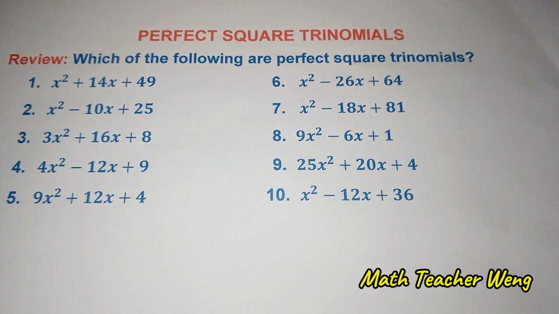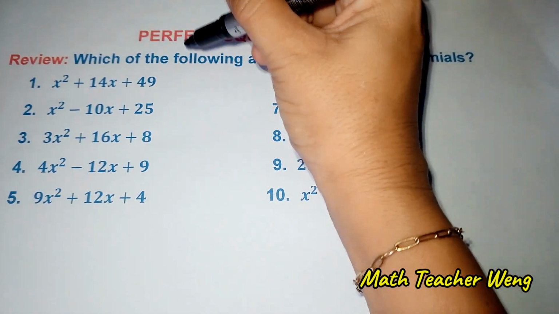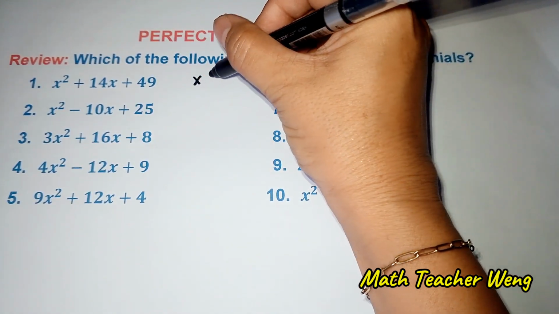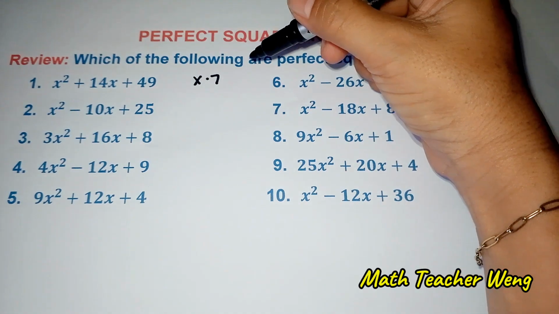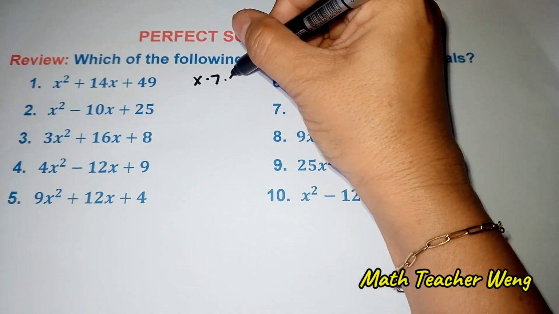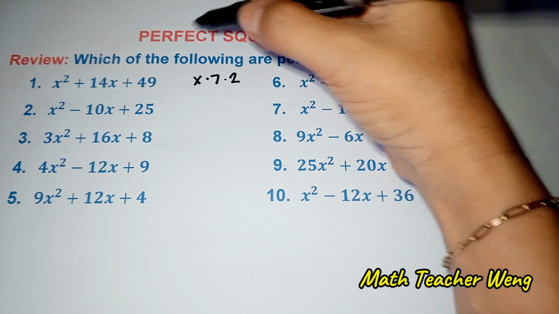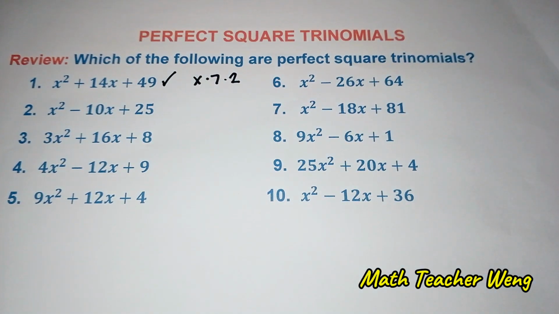Let's look at number 1. The technique is to find the square root of the first term. The square root of x squared is x. The square root of 49 is 7. If you multiply x times 7, that is 7x. And then if you multiply that by 2, that will be 14x. And if the result is the middle term, then it is a perfect square trinomial.